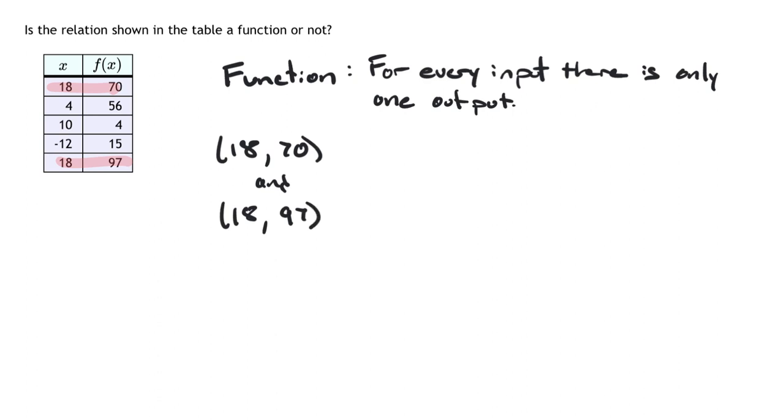So therefore, this is not a function, right? Not a function because at that one x value, you get two different y values, not one. Right? So if this y value happened to be 97 in this table, then it would be okay. Or if this y value happened to be 70 in the table, it would be okay. But the fact that this repeated x has two different y's means it is not a function.